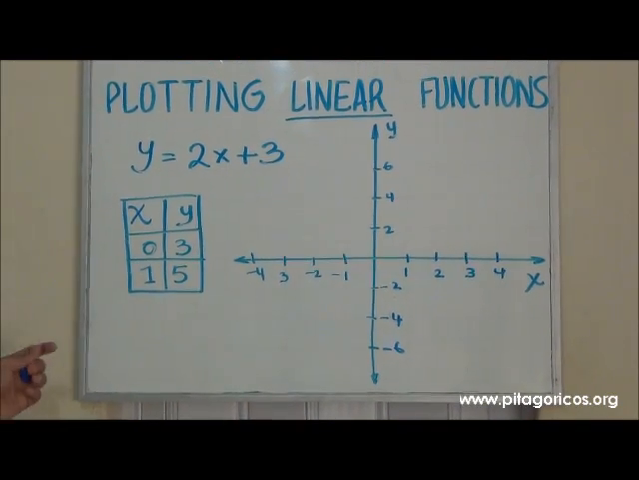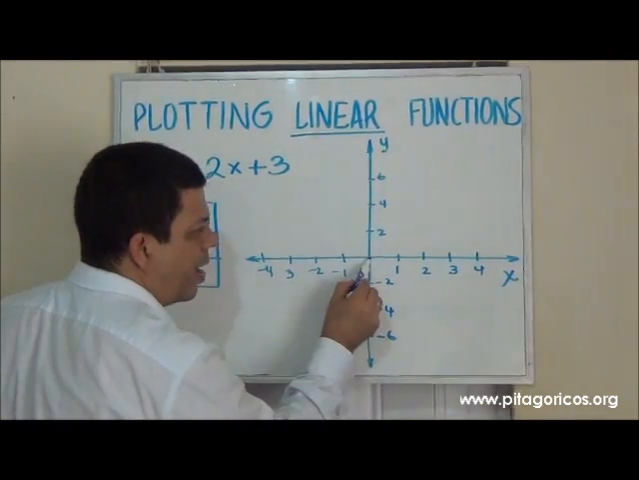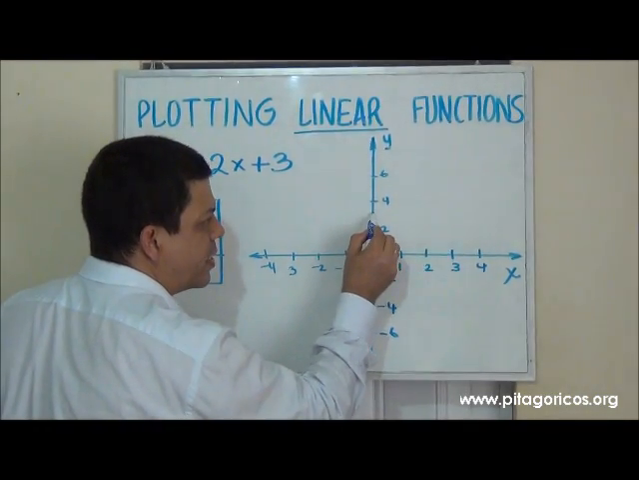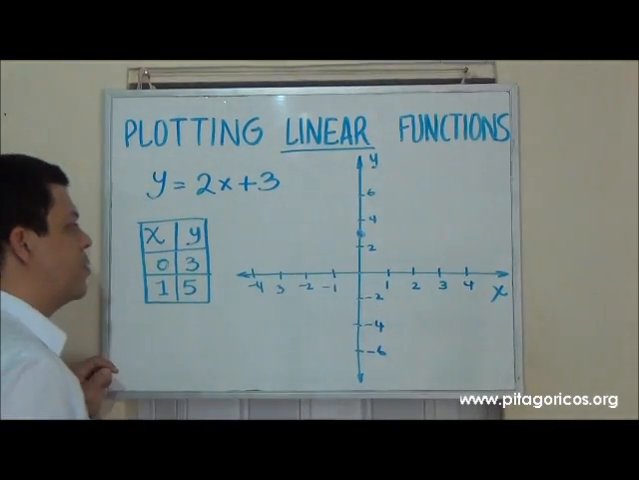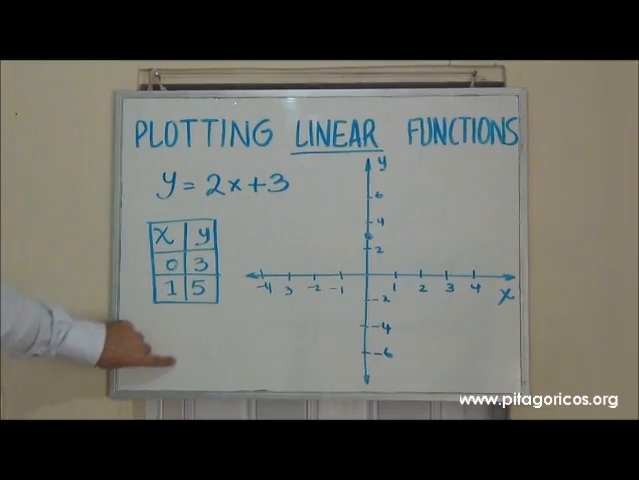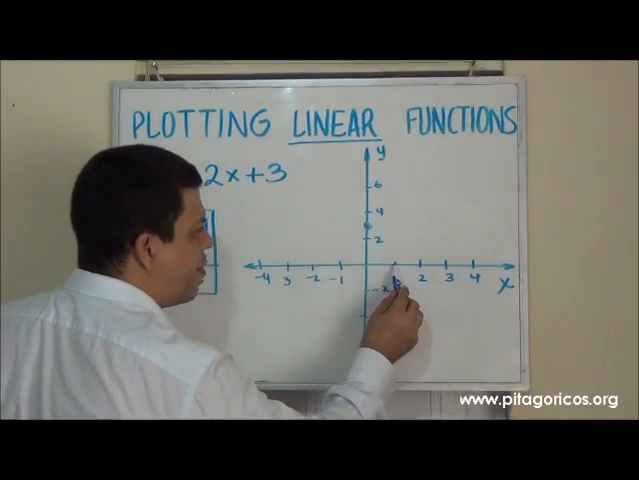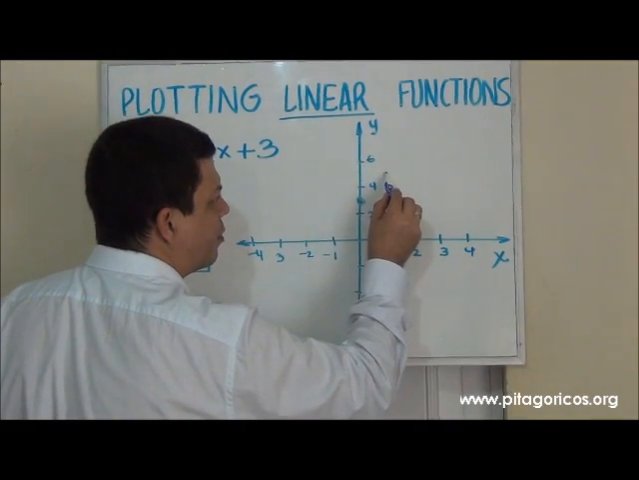Very important that you know how to place these coordinates on the grid. So how do you do that? 0, 3: x is 0 and then 3 units. 3 units is exactly in the middle between 2 and 4. So this is one of my points. The other, 1, 5: 1 and then 5. 5 is exactly here between 4 and 6. That will be here.